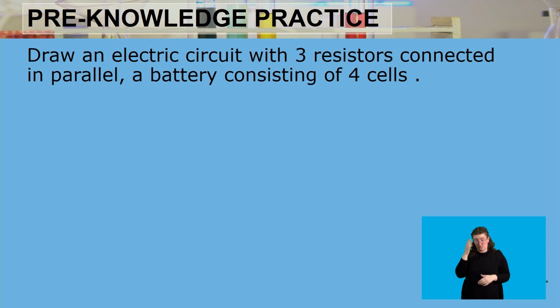We are asked to draw an electric circuit that has 3 resistors that are connected in parallel. We're also going to have a battery consisting of 4 cells. Now, the main thing here is that the resistors are connected in parallel. Remember, if your resistors are connected in parallel, that means the current flow has more than one path to take. And in this case, it's going to be 3 different paths that the current can take.